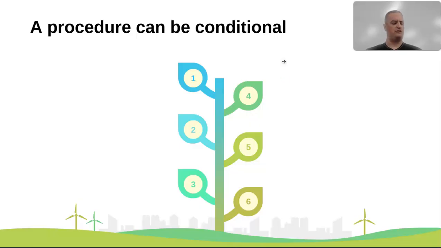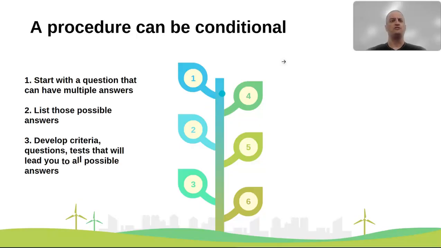All right, so a procedure can be conditional. You first start with a question that can have multiple answers. Then list the possible answers. Then, third, develop criteria, questions, or tests, like if we're talking about chemistry, that will lead you to all possible answers. So let's look over an example here.